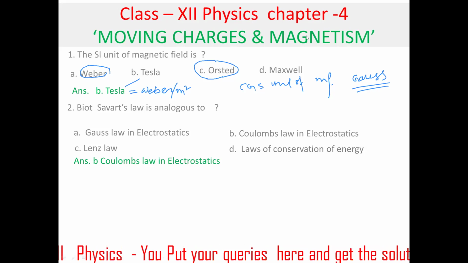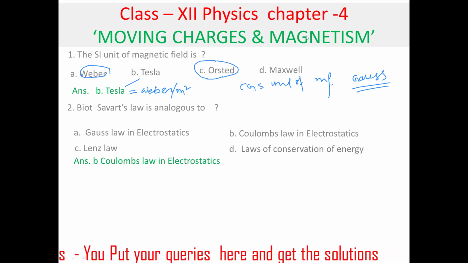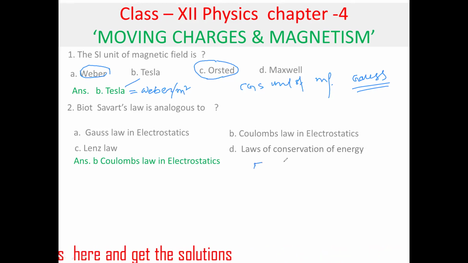Coulomb's law में क्या होता है, मैं थोड़ा discuss करता हूँ how it is similar so that you can understand properly. In Coulomb's law, electrostatic force is equal to K into Q1 Q2 by R square. That means here F is inversely proportional to R square.